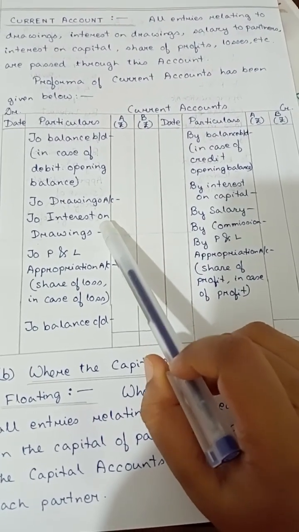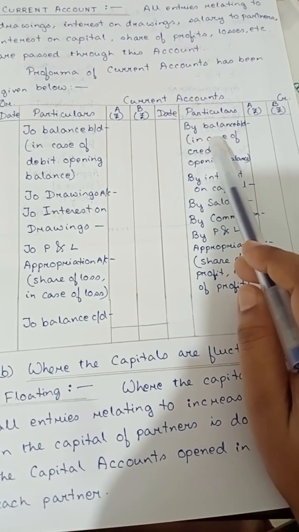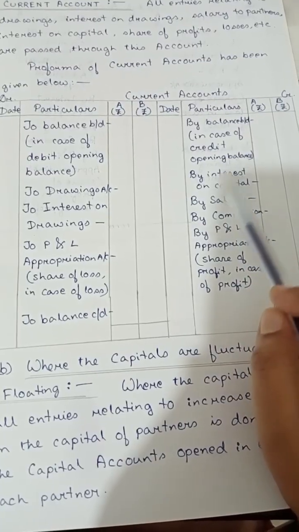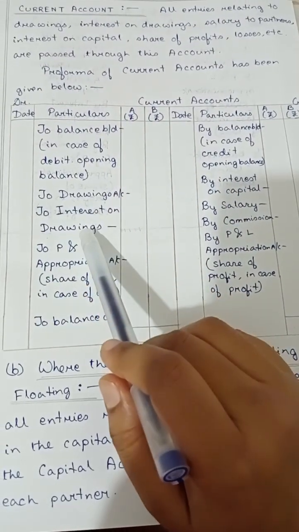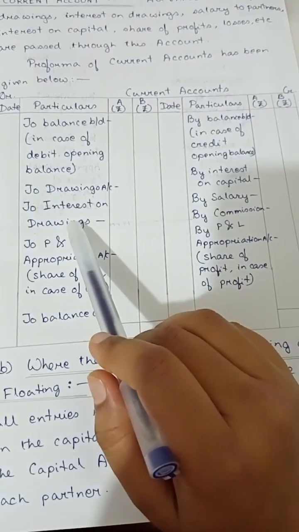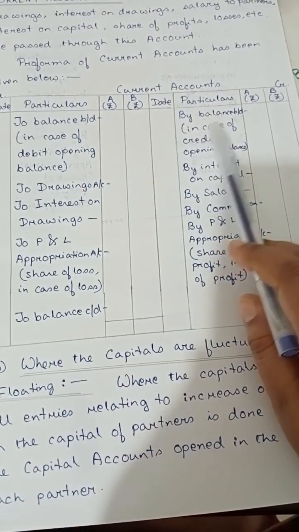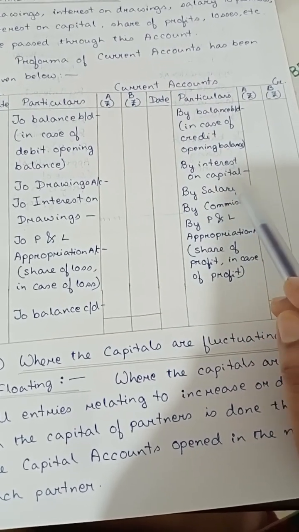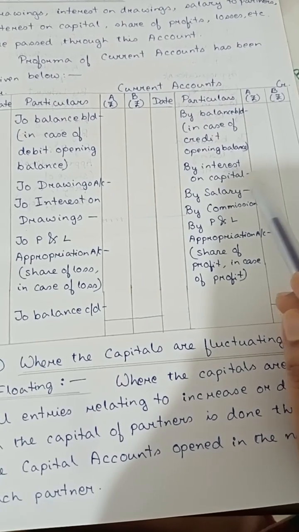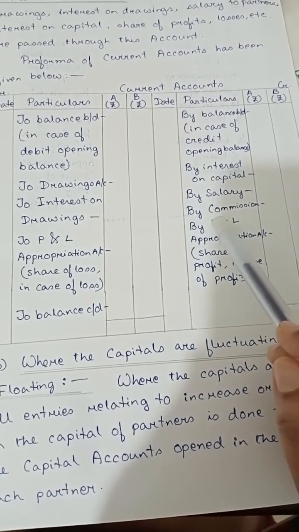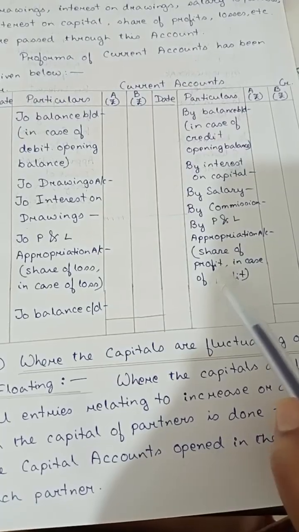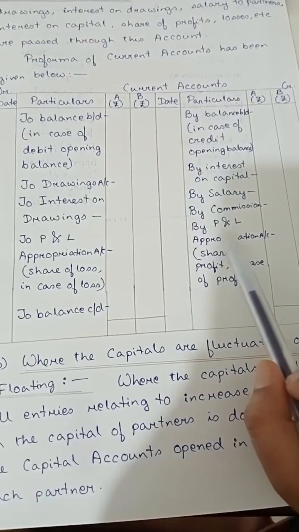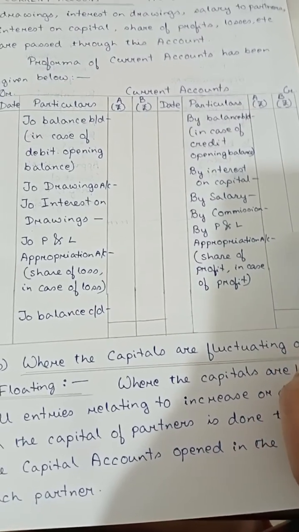In case the partner's capital is increased, then current account is credited, and if it is decreased, current account is debited. So here you see opening balance. In case of credit opening balance, it is credited. Interest on capital is given to the partners, so it is credited. Salary, commission, profit share from P&L Appropriation account is all credited. This increases the capital of each partner.